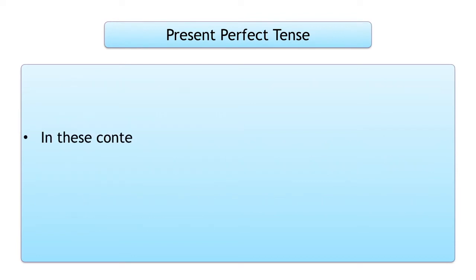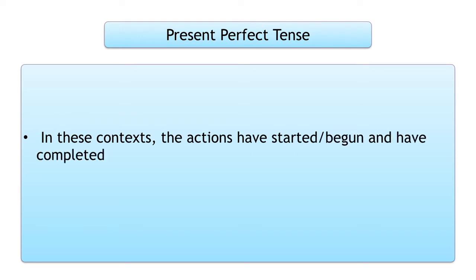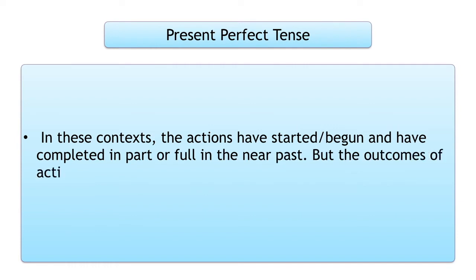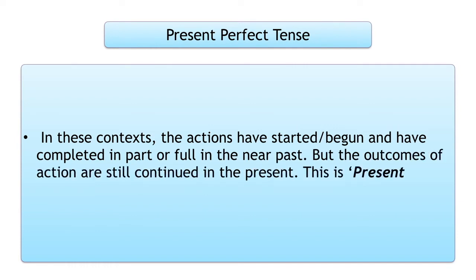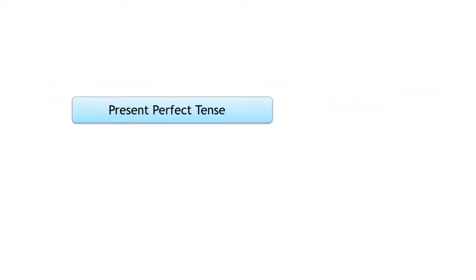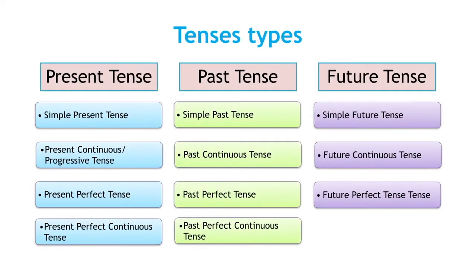In these contexts, the actions have started and have completed in part or full in the near past, but the outcomes of actions are still continued in the present. This is present perfect tense. Let us understand present perfect continuous tense.